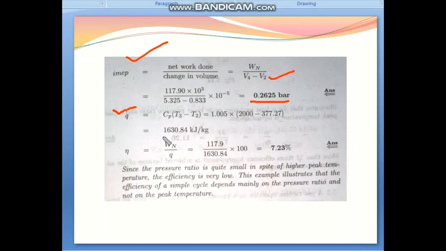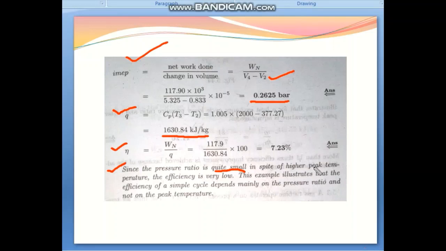The heat input, Q, is Cp into (T3 minus T2). So that becomes 1630.84 kilojoule per kg. Now the efficiency is the net work done by Q. So that is 7.23%. This is very low, since the pressure ratio is quite small.